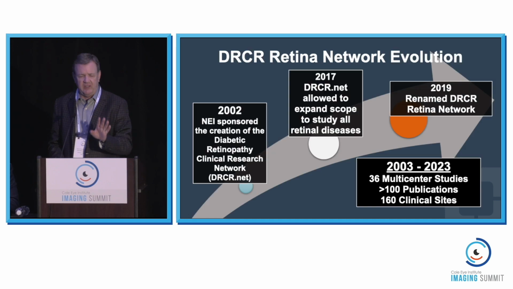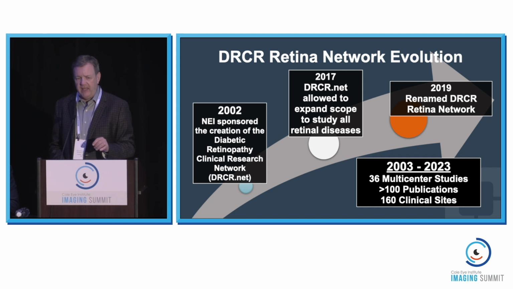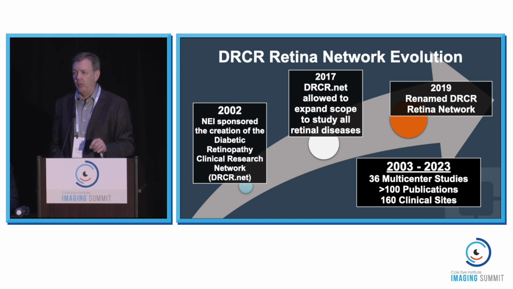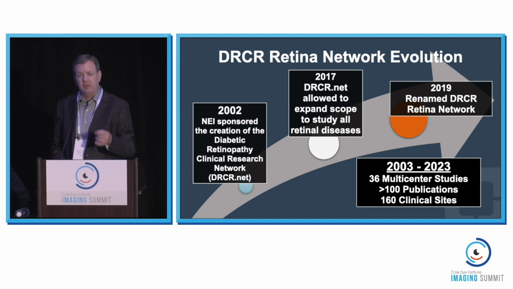So some of you have seen this slide before. The network was founded in 2002 as the Diabetic Retinopathy Clinical Research Network. In 2017, they allowed us to expand our scope to study all retinal diseases. We renamed it the DRCR Retina Network. DRCR no longer stands for Diabetic Retinopathy Clinical Research. It's like KFC and Kentucky Fried Chicken. It's just KFC, right? It's DRCR. It's its own little noun, so to speak.